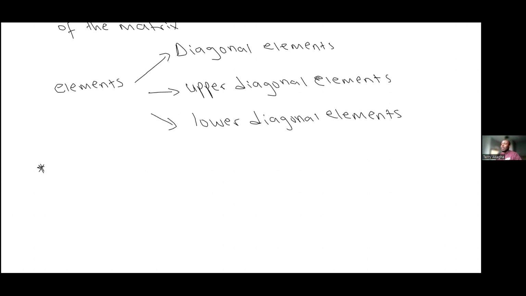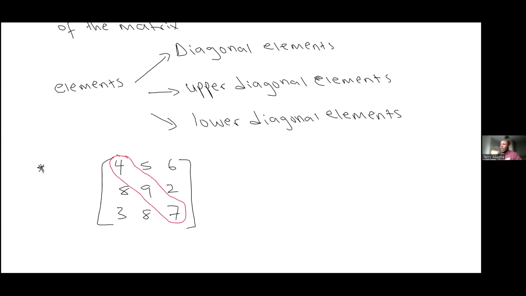So what I'm saying is, if for instance we have 4, 5, 6, 8, 9, 2, 3, 8, 7, let's assume this is a 3 by 3 square matrix. I'm going to explain that. Now, when we talk about diagonal elements, they are all the numbers in this diagonal here. So the diagonal elements are going to be 4, 9, and 7. This is what we call the diagonal elements, all right?